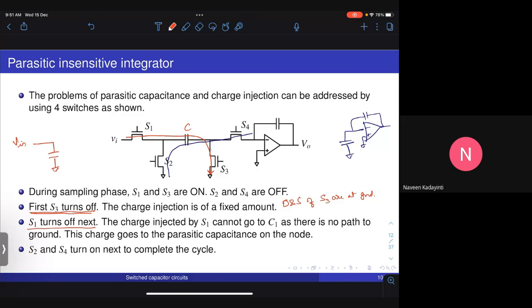Where will it go? There is no path towards C to ground because there is no path to ground from here. Therefore, the charge through S1 cannot go to the capacitor C. So what happens to the charge through S1? Most of it goes through to the input side. A small fraction will also come to the parasitic capacitance from this node to ground. Okay, but nothing goes into C. So no charge will go to the capacitor C simply because S3 is off and there is no path to ground.